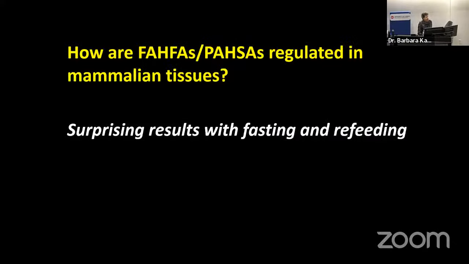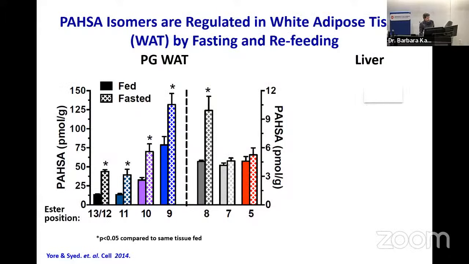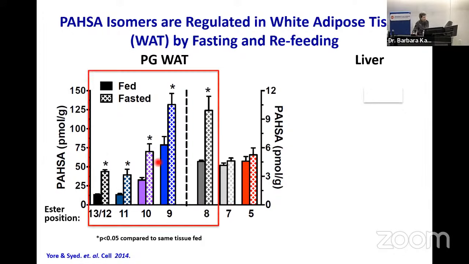All right, so how are the FAFAs and the PASAs regulated in mammalian tissues? And again, FAFA is the name for the whole class of lipids, like cholesterol is the name for all the cholesterols. PASAs are one family. So we got very surprising results with fasting and refeeding. So these are different PASA isomers in adipose tissue. And you can see most of them go up with fasting.